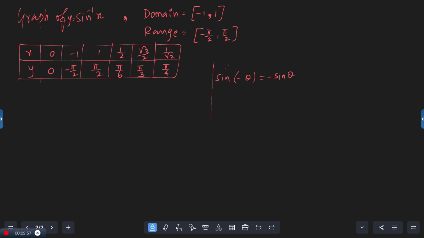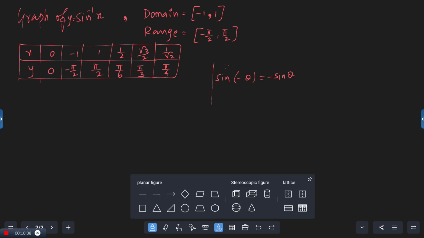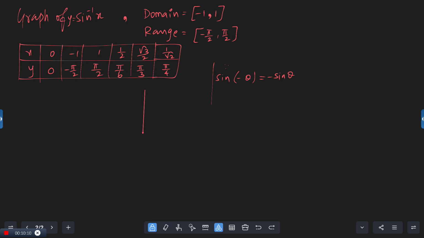So pi by 3, pi by 4, pi by 6 and all, extra values. So standard values we will take, that is better actually. Just a minute. Suppose this is my y axis and this is my x axis.